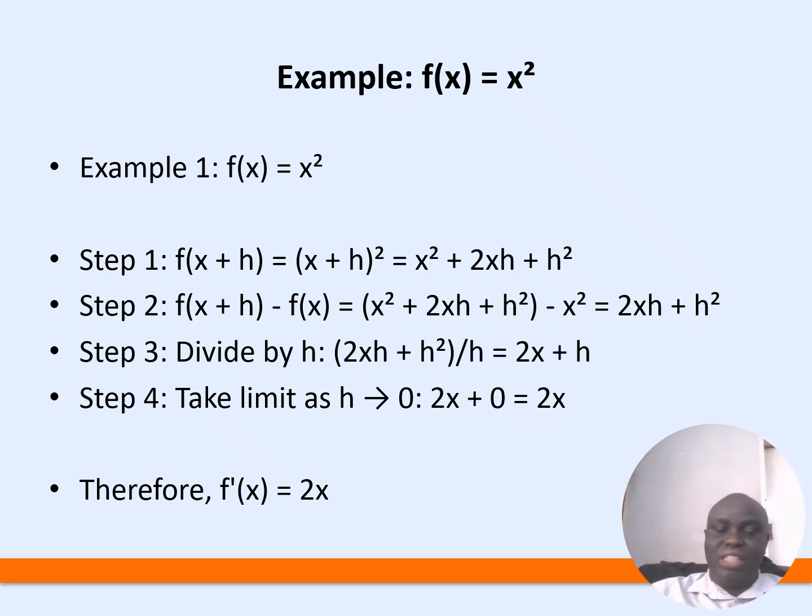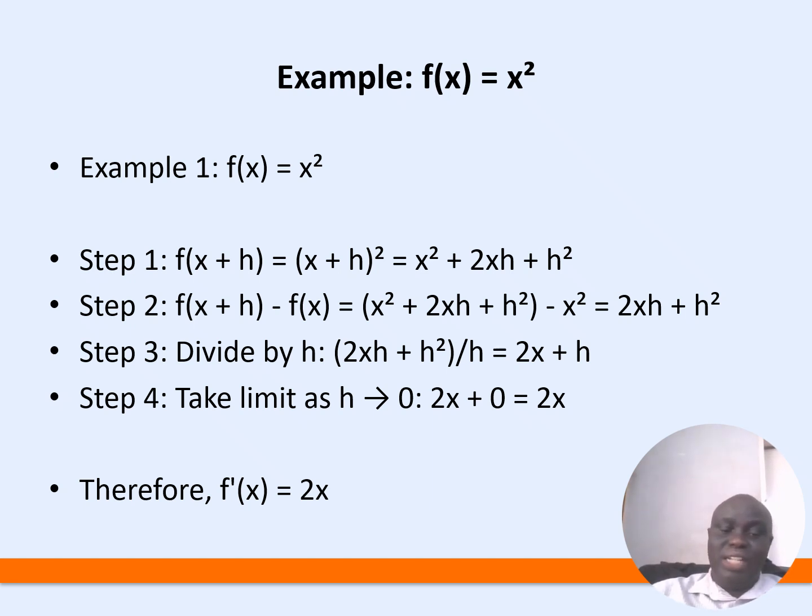So that's why you have the expanded one here, minus the f of x, which is the question you have on top, which is this one here, minus f of x. Then you have 2x plus h squared. Then step 3, you have to now divide everything by h. That's why you have the h here. So you divide everything by h. When you divide by h, you have 2x plus h.